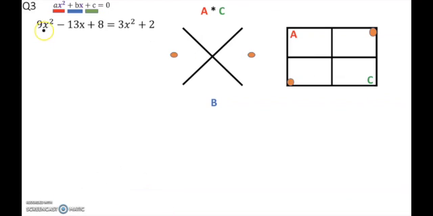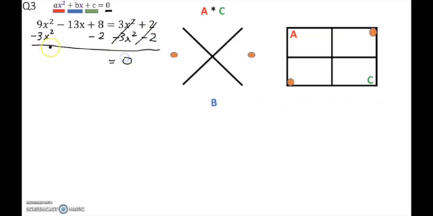In this third example, we have 9x squared minus 13x plus 8 is equal to 3x squared plus 2. Again, this does not equal 0, so we're going to have to move these terms over to the left side. To get rid of this 3x squared, we're going to subtract 3x squared from the x squared term here, and we're going to subtract this positive 2 from this number term here.